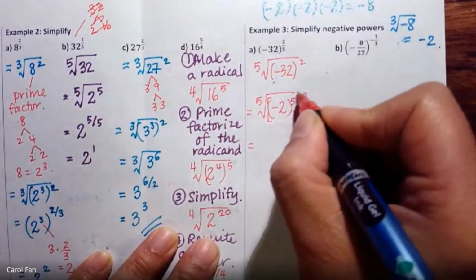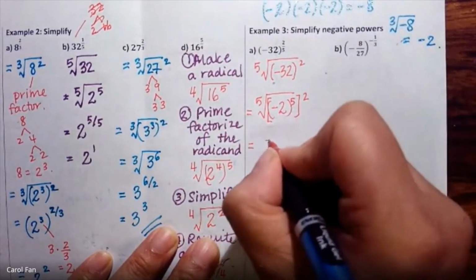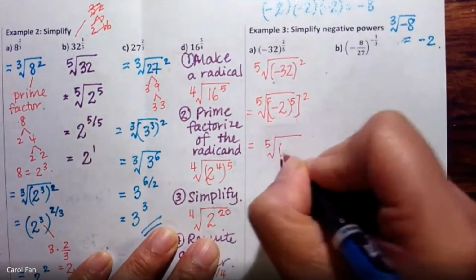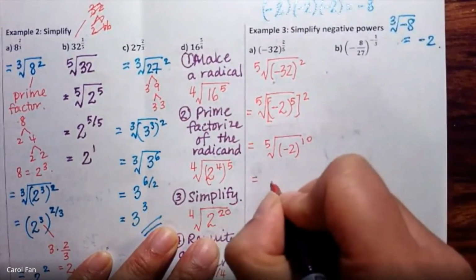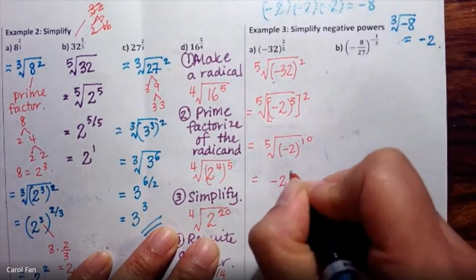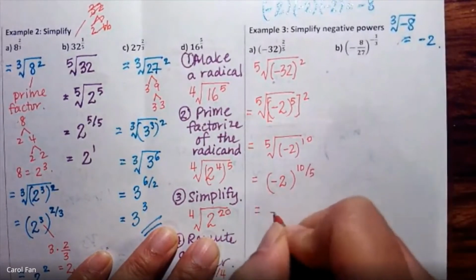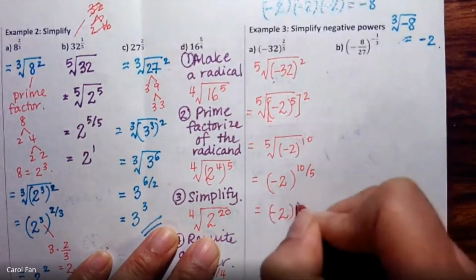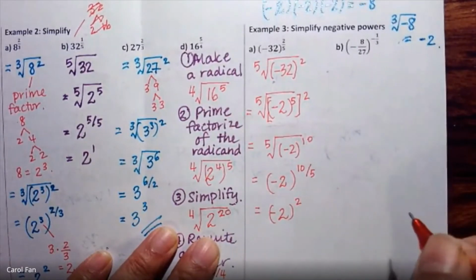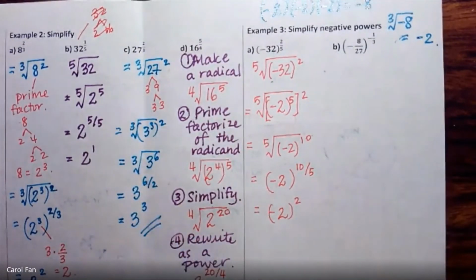Now what that means, let's simplify our multiplication there. So I have the fifth root of negative 2 to the 10th power, and we have negative 2, 10 divided by 5. So when I simplify that, we have negative 2, all of it in a bracket, to the power of 2. I prefer you leaving your answer as a power.